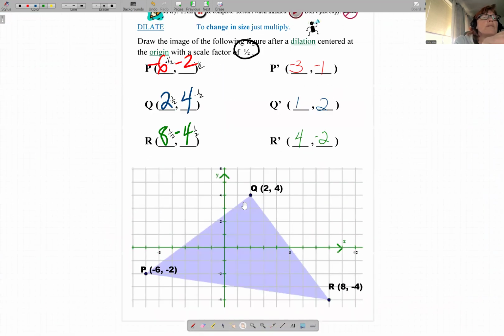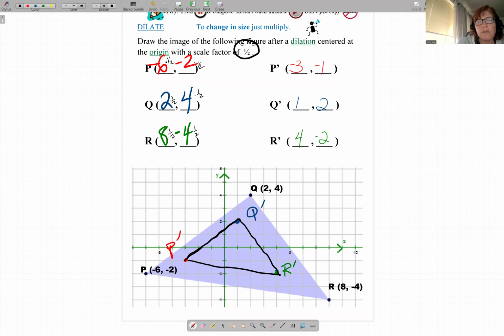So let's plot that. Notice your scale factor is less than 1, so our resulting image should be shrunk. So (-3, -1) is P prime. (1, 2), that's Q prime. And R is 1, 2, 3, 4, (4, -2) is R prime. Same shape, different size. That's exactly what we expect.